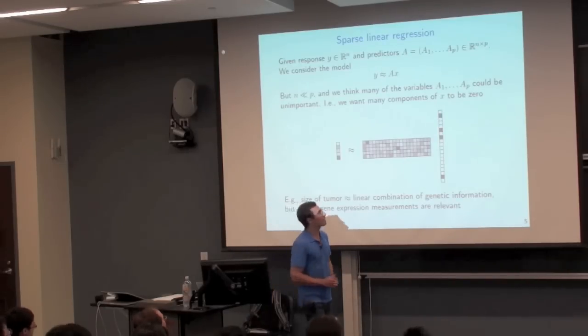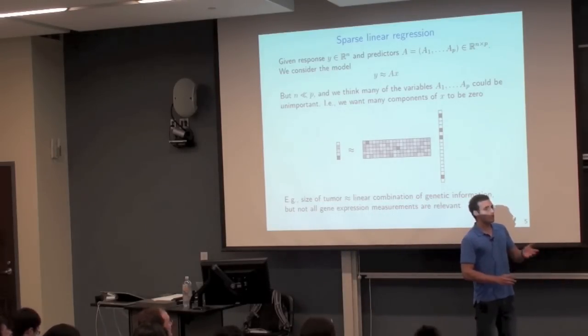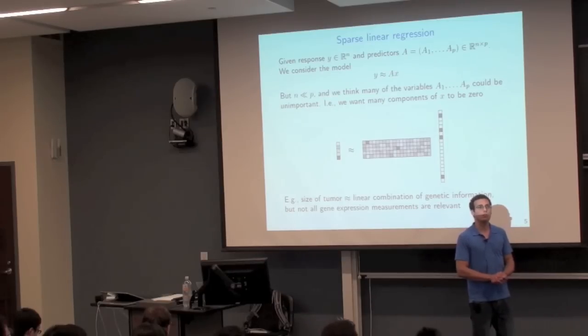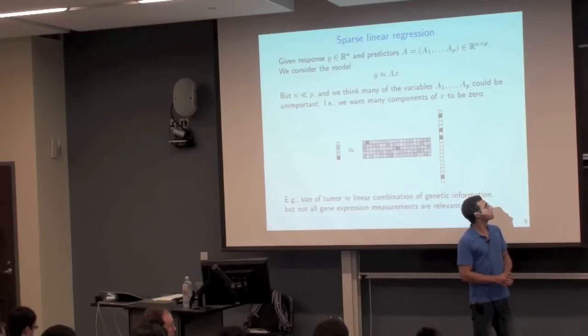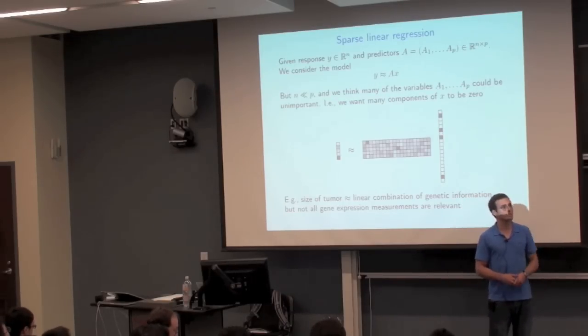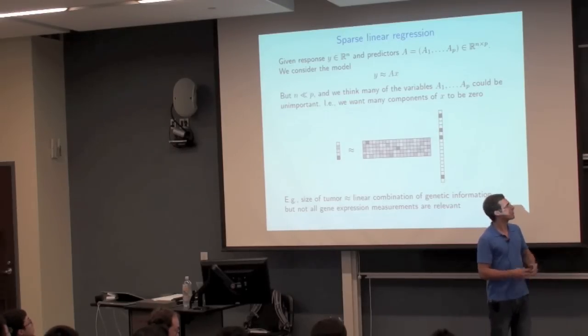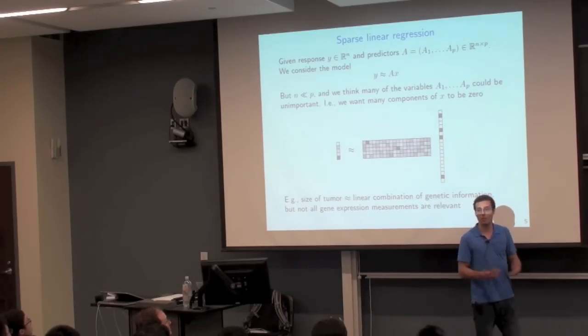Okay, and here's the example I wanted to give, because we're going to see this type of thinking throughout this semester. So let's suppose we're in the sparse linear regression setup. So what does that mean? It means we have some vector y of responses, and we have predictive variables, and I'm going to put them into a matrix A. So the columns of this matrix, call them a_1 through a_p, are my predictive variables. Right? Standard linear model. I just want to write y approximately as a linear combination of my predictive variables. So y is approximately equal to A times x for some vector x.